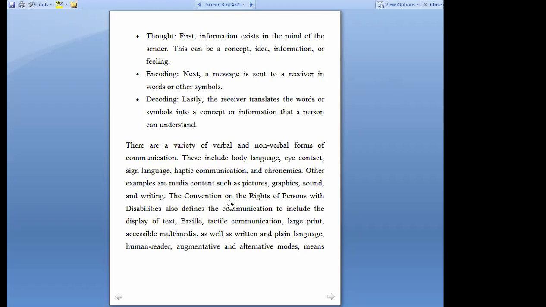Then the other important thing is sign language. Sometimes you also need to use sign language and haptic communication or chronemics. It is always important for you to use such signs and symbols, or you can also use demonstrations if possible, so that each and every person is able to understand you. Other examples are media content, such as pictures, graphics, sounds, and writings. And the other one is the convention on the rights of persons with disabilities, people living with disabilities.